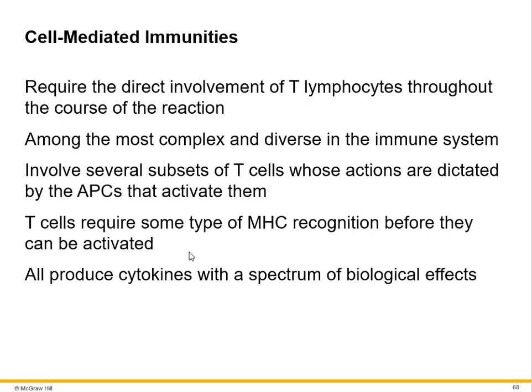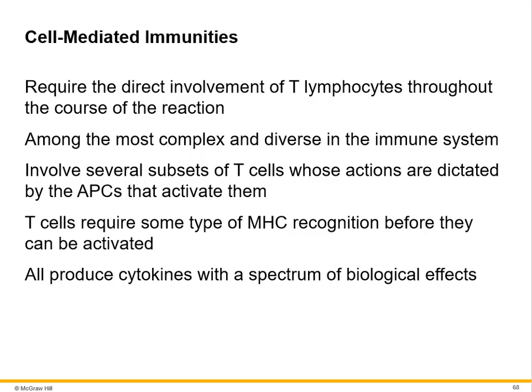So cell-mediated immunity means that we have the T cells, and there's lots of different T cells, and each of them have a different function, and that is how we directly kill and do some things that support the particular actions of the B cells and T cells. So there's lots of subsets, and their actions are dictated by the antigen-presenting cells that activate them. And the T cells require some type of MHC recognition before they can be activated, so that is something different from B cells. B cells do not require the MHC to present the antigen to them.